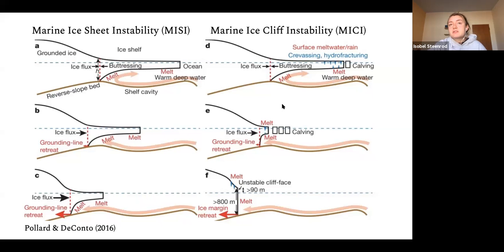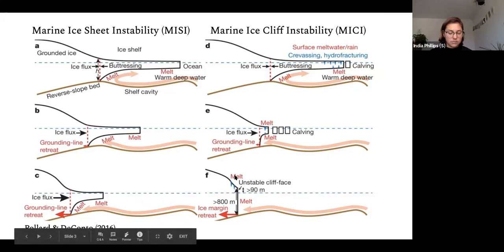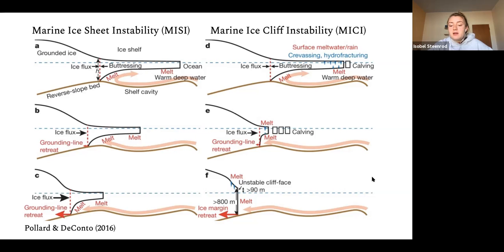And this is a much faster feedback cycle. If you can imagine, these blocks calve off, there's no buttressing effect, so there's nothing pushing back on the ice sheet. All of these blocks calve off, the grounding line moves back even further, and eventually it will move back so far that there's an unstable cliff face where the ice is just falling into the ocean because there's no more ice sheet to hold it back. And yeah, those are two mechanisms for ice sheet failure.